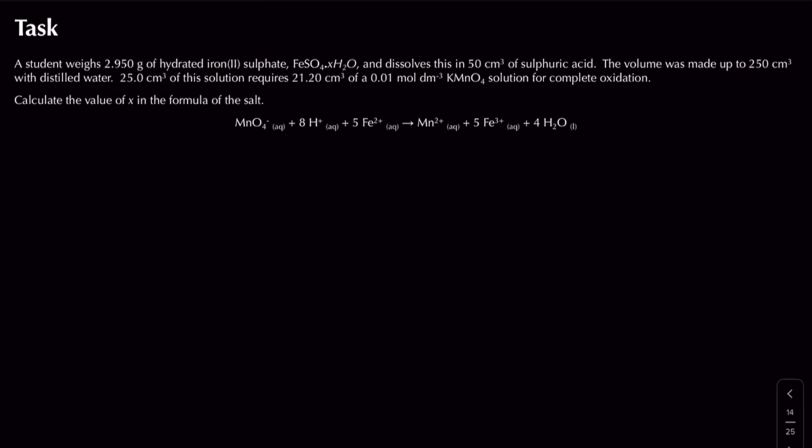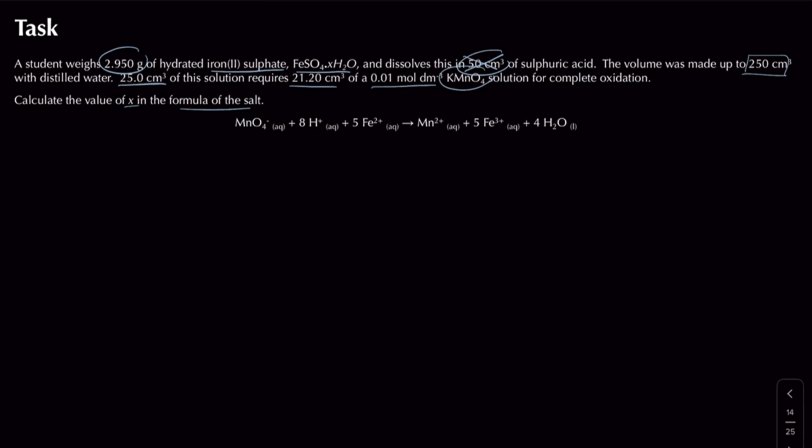So yeah, we've got 2.950 grams of hydrated iron 2 sulfate, which is going to have this formula over here, and this dissolves in 50 centimeters cubed of sulfuric acid, and then we make the volume up to 250 centimeters cubed itself. Now just ignore this value over here, because that's an intermediate step. The end volume is 250 centimeters cubed, and you take 25 centimeters cubed of this out, and it's going to require this volume of 21.20 centimeters cubed, and this concentration of potassium manganate itself. And then you need to find the value of X in the formula of the salt, so basically the number of waters of crystallization.